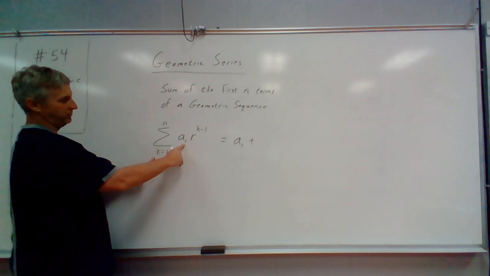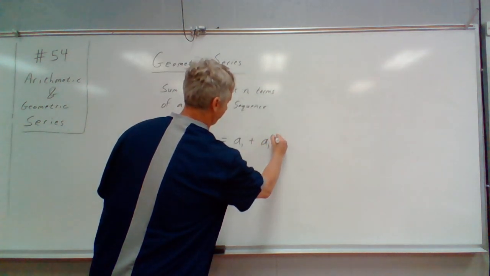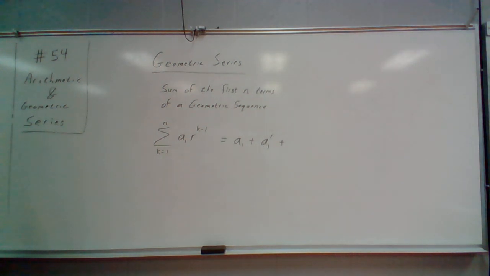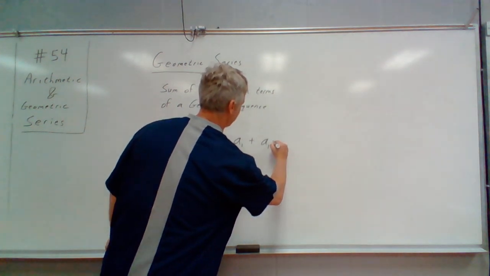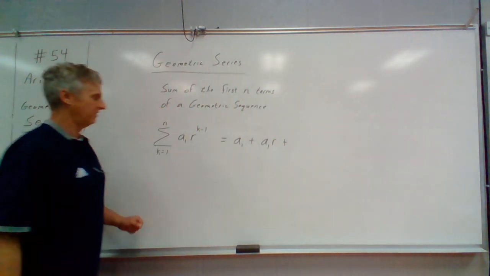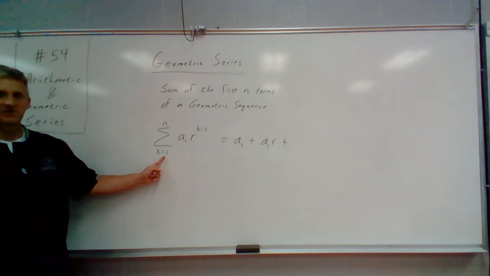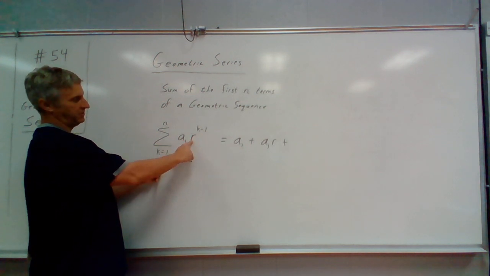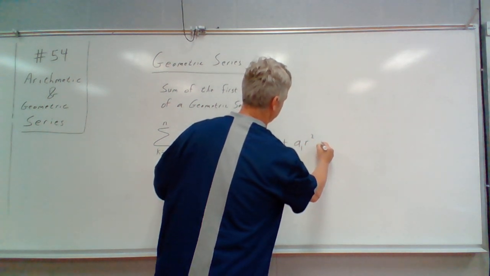So I have a sub 1 times r. Times r, not raised to the r. Let's try that again. So r. All right. And now my k is going to be 3. So I put in a 3. 3 minus 1 is 2. So I get r squared. So I have a sub 1 times r squared.